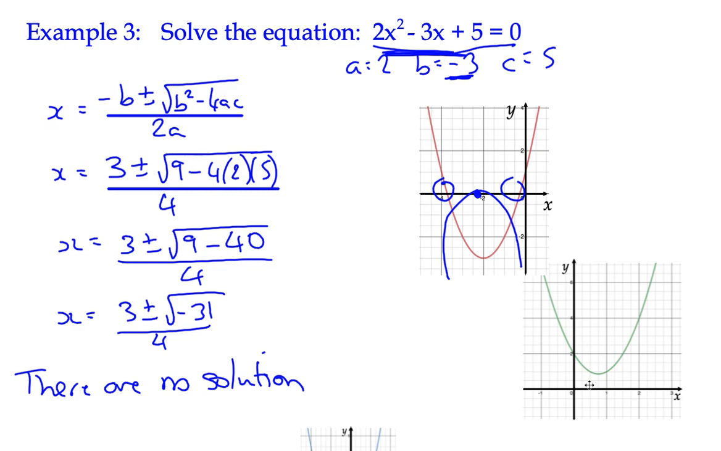Okay, so hopefully that's helped you with the quadratic formula. Go away and practice it, and then you can keep working on your quadratic function studies.